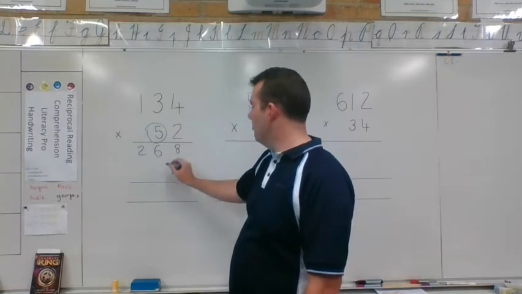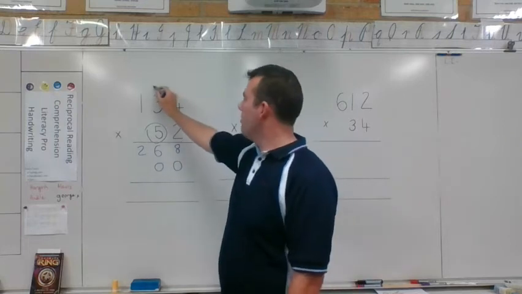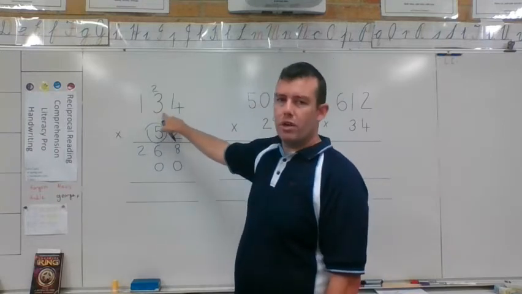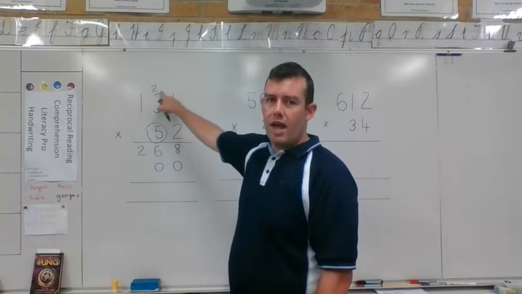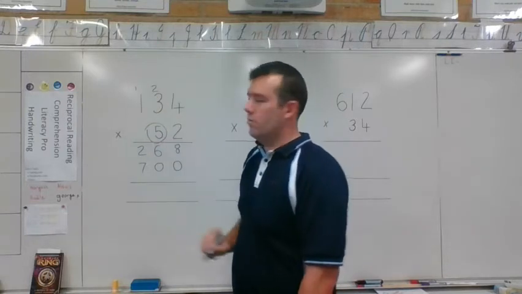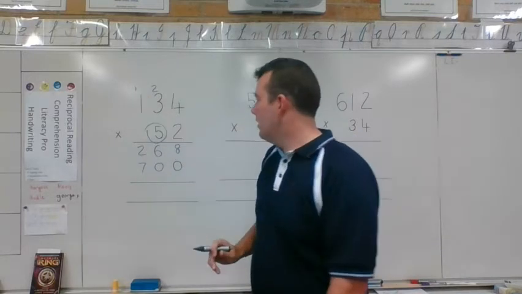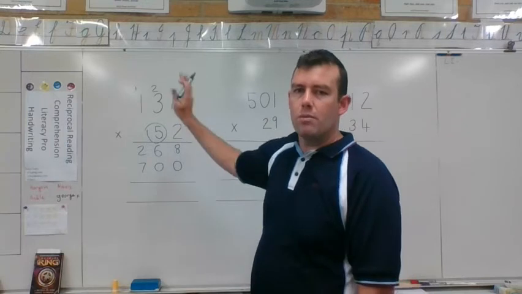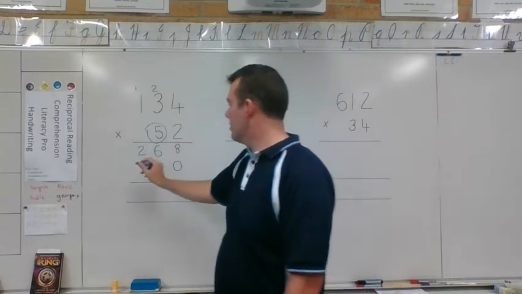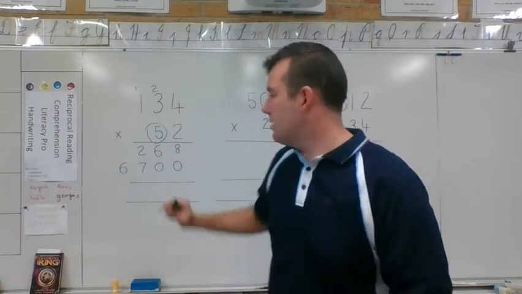5 times 4 is 20. We're going to carry the 2. 5 times 3 is 15, and then we add 2 equals 17. So we've got the 7 down below. We're going to carry the 1. Then finally we have 5 times 1 plus 1 equals 6. So we've done step 1.